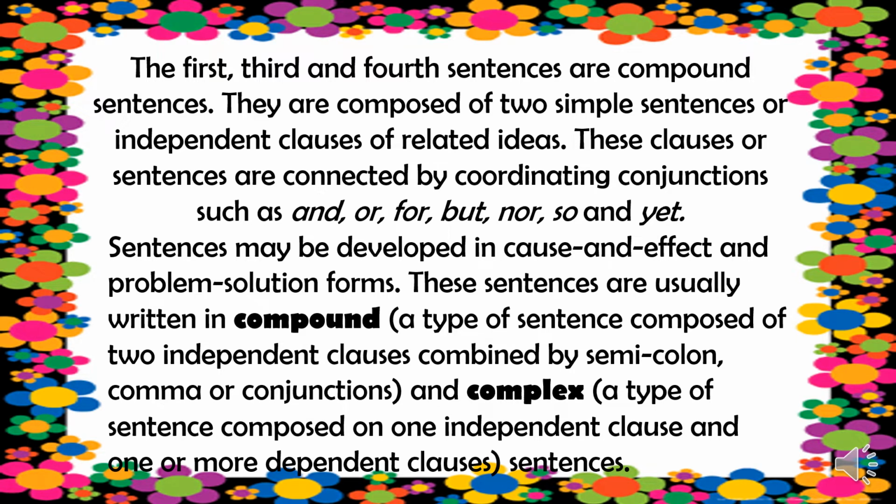Sentences may be developed in cause and effect and problem solution forms. These sentences are usually written in compound sentence, which is a type of sentence composed of two independent clauses combined by semicolon, comma, or conjunctions, and complex sentence, which is a type of sentence composed of one independent clause and one or more dependent clauses.